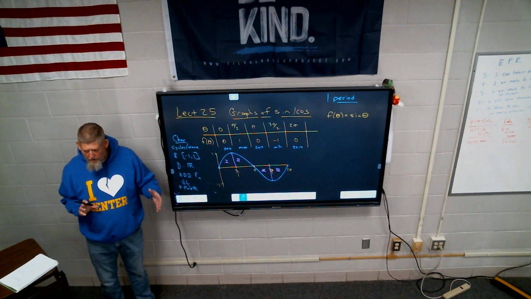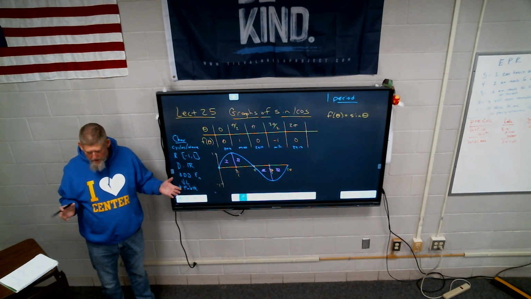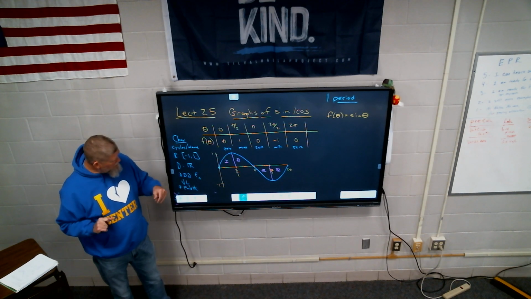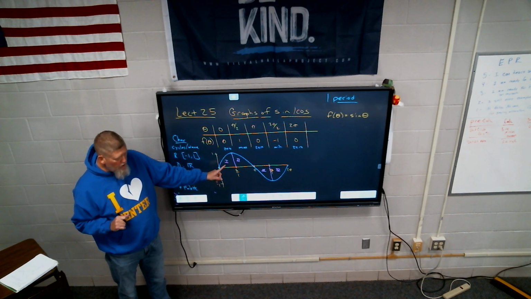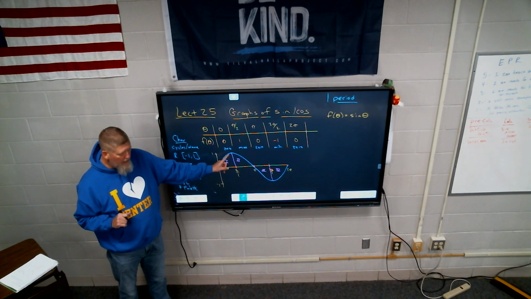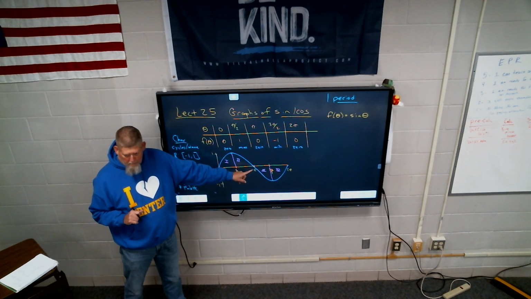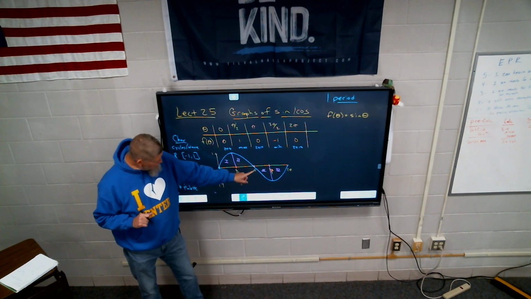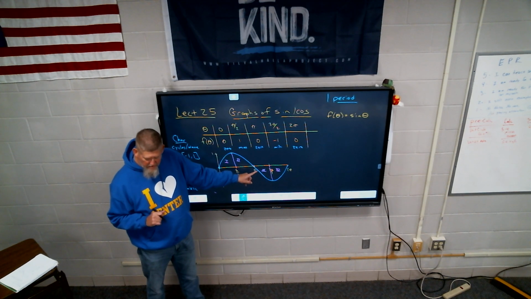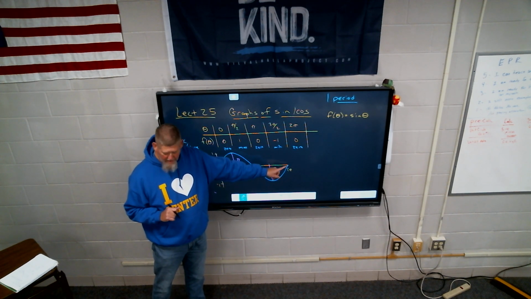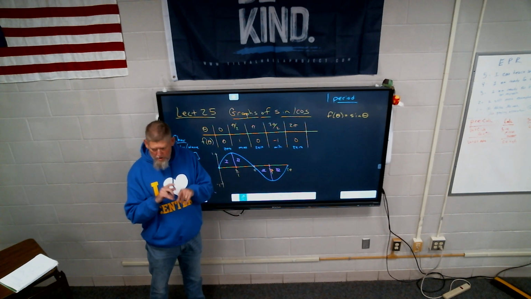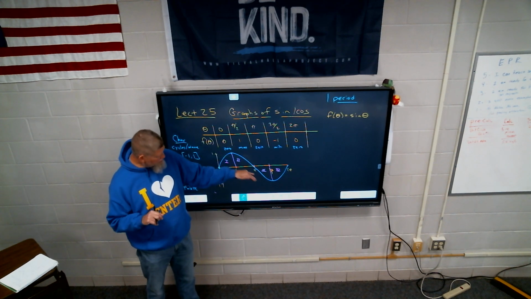Yes? Coordinates. Quadrants. You said it right the first time. So they're quadrants. This is the first quadrant where the sign is always positive. This is the second quadrant where the sign is always positive. This is the third quadrant where the sign is negative, and the fourth quadrant where the sign is also negative, just like on our unit circle. Okay? This corresponds directly to our unit circle.